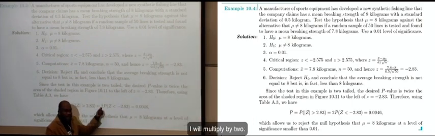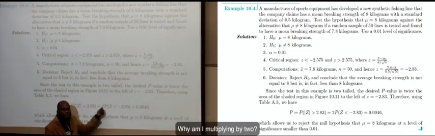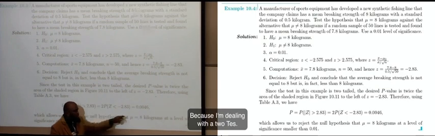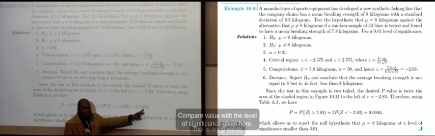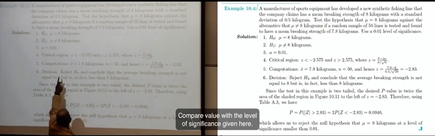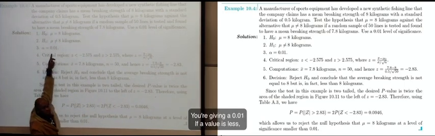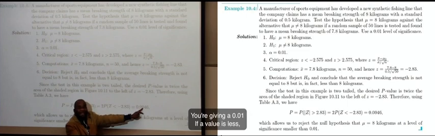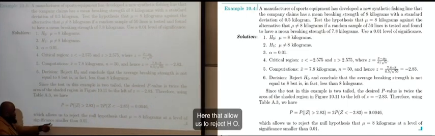I will multiply by 2. Why am I multiplying by 2? Because I'm dealing with a two-tail test. This is my p-value. Compare the p-value with the level of significance given. Here you're given 0.01. If the p-value is less, you reject H0. Okay, here, that allows us to reject H0.